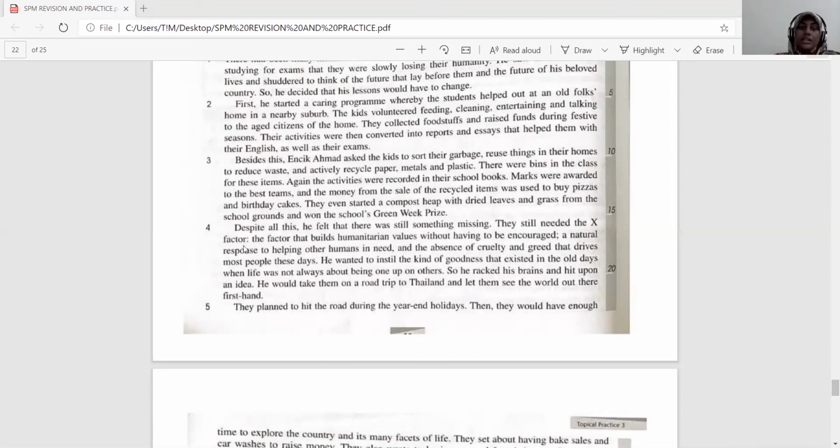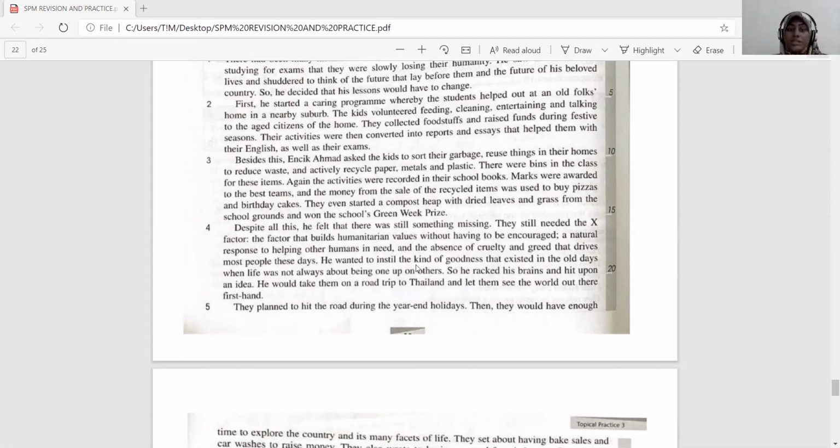Number three, despite all this, he felt there was still something missing. They still needed the X factor, the factor that built humanitarian value without having to be encouraged, a natural response to helping other humans in need, the absence of cruelty and the greed that drives most people these days. Can you understand this? They said that when he asked them to do it while giving marks or rewards like buying pizza cake, they do it. Can they do it without that? All right, so he wants to test them now.